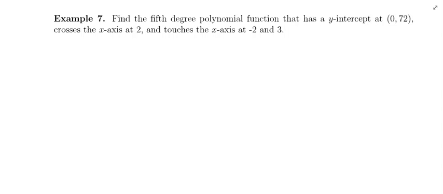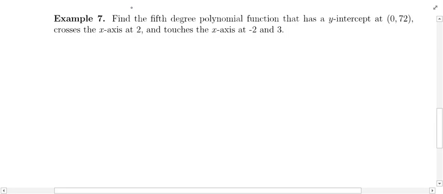All right, we are going to approach this problem just like we did with example 6. To come up with the equation of this polynomial function, we're going to build the factorization. That is very reliant upon the zeros. We are told that there are 3 zeros, one at 2, one at -2, and one at 3. So I'm going to go ahead and list these out.